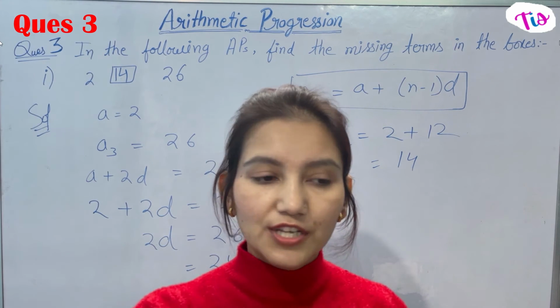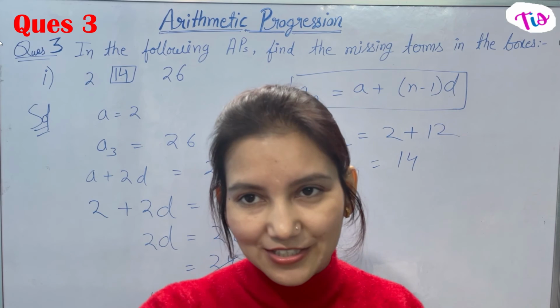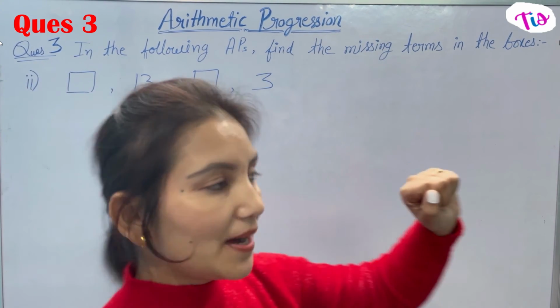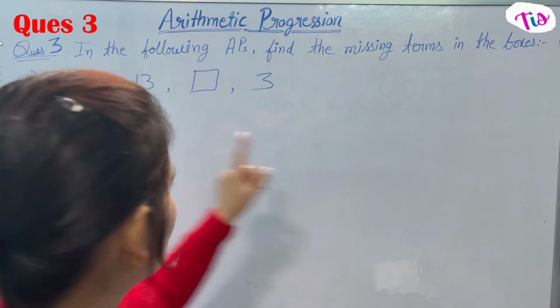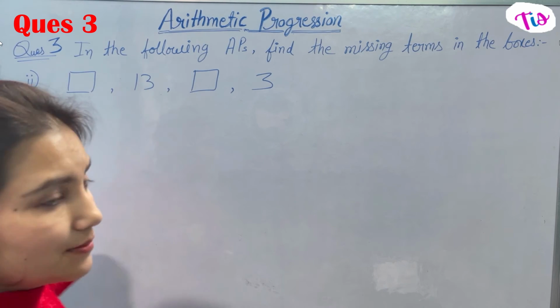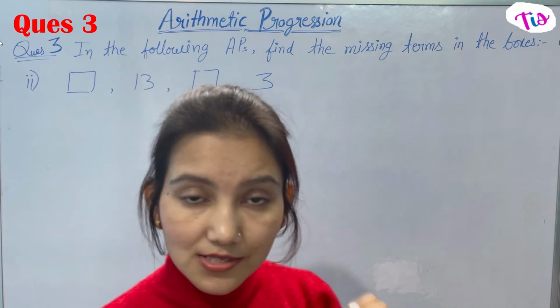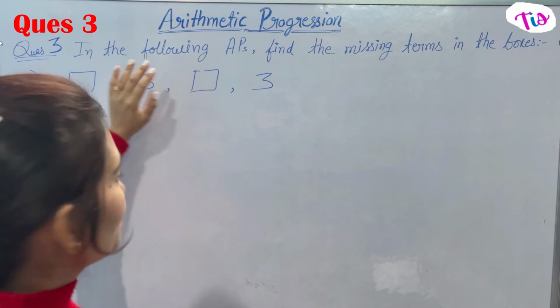Okay, let's move to the next subpart, which I find different and a little bit difficult. So here is part 2 of this question, and in part 2 you are given 4 terms. Out of these 4 terms, 2 terms are missing. So this first term is missing, and the third term is missing. So in such a question, A is unknown, A is missing.